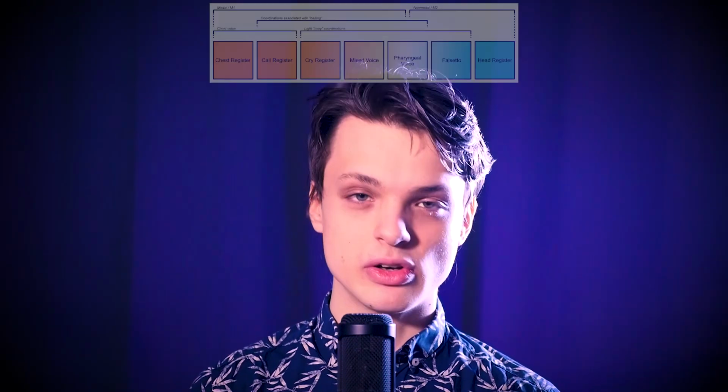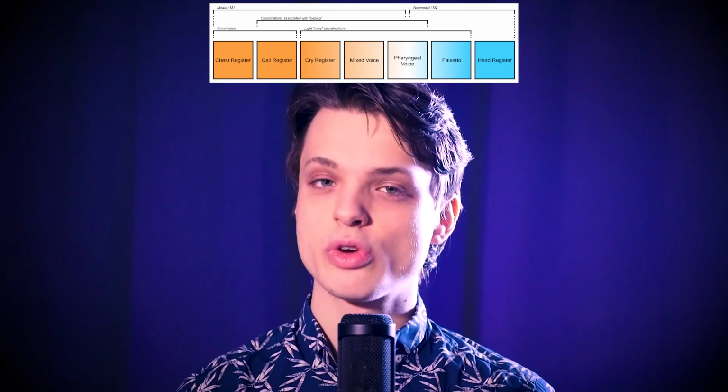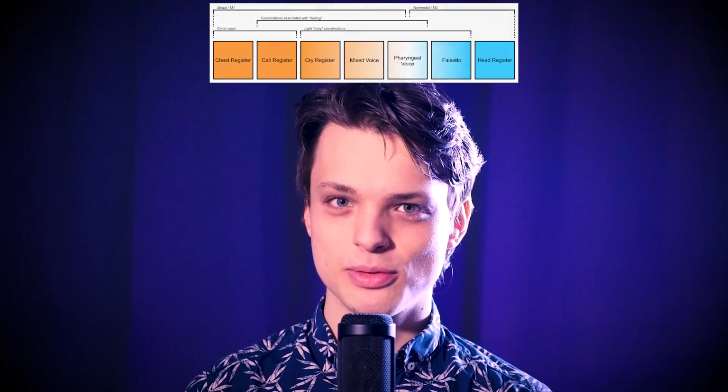My system does not concern itself with the extremes of pulse register and whistle register, instead ranging entirely in what Robot would identify as M1 and M2. But instead of these two registers, I distinguish 7 registers. Chest register, call register, cry register, mixed voice, pharyngeal voice, falsetto, and head register.